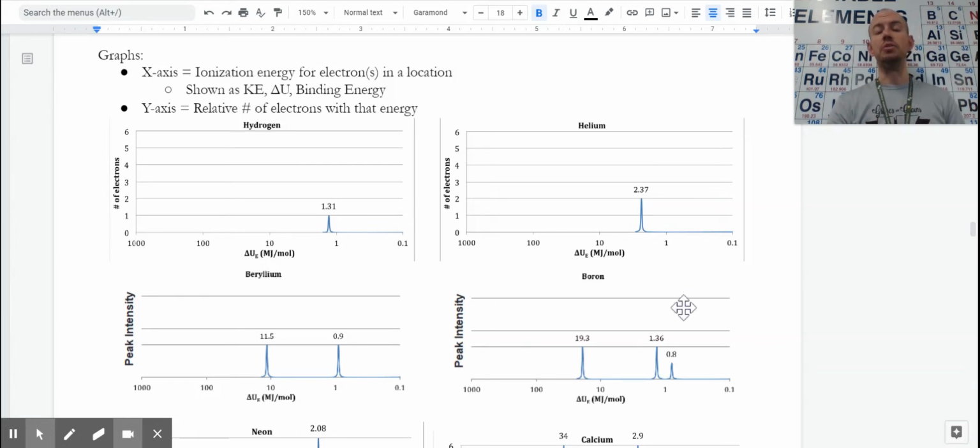The value in terms of ionization energy is also higher. It's 2.37 instead of 1.3. That value is higher because I have more protons in my nucleus. There are two protons holding onto the electrons, so they are not exactly twice, but almost twice as hard to remove.